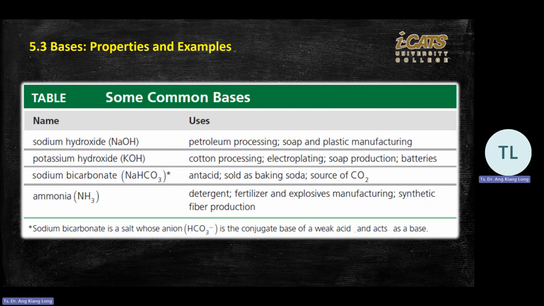Remember three types of alkali: sodium hydroxide, potassium hydroxide, sodium bicarbonate, or ammonia. The most common one, ammonia, right? Ammonia is very common in the toilet, right? Bathroom. But they are very good for plants. They are good for fertilizer, and sometimes they are used in explosive manufacturing.